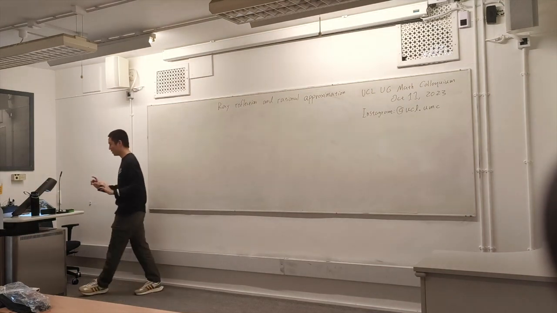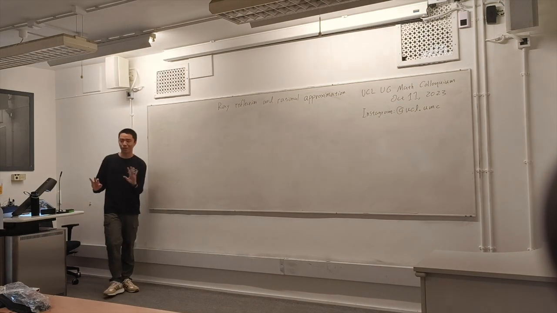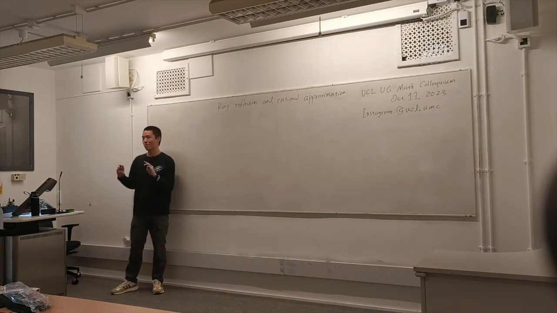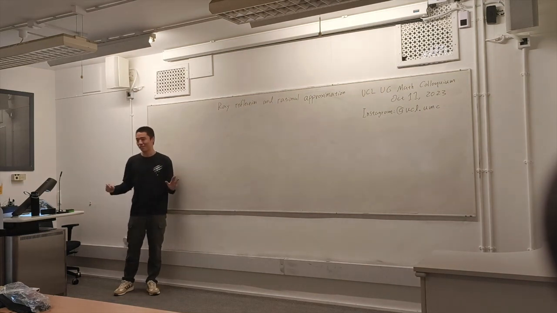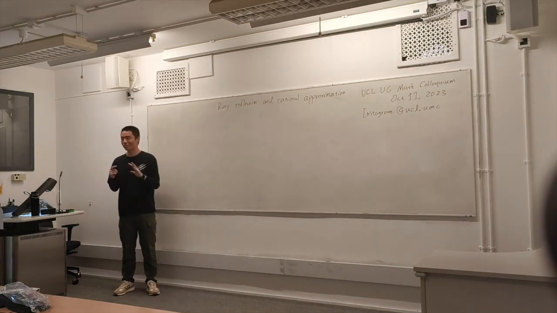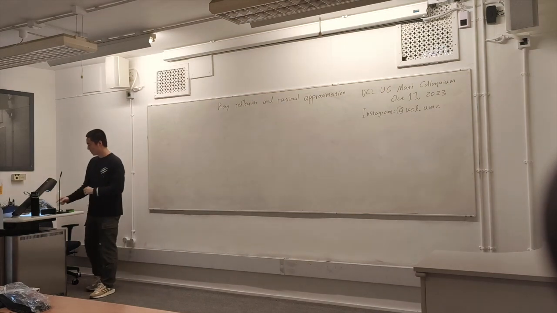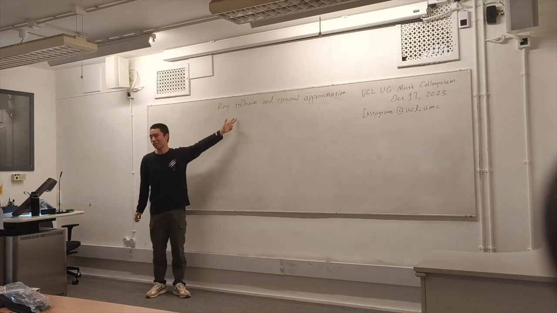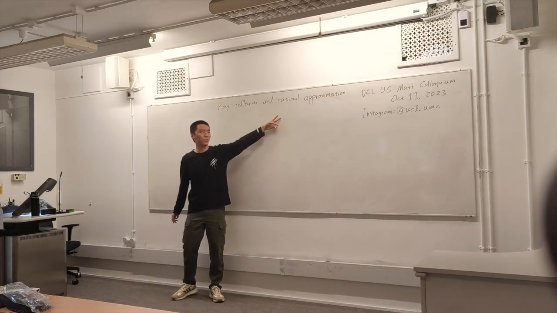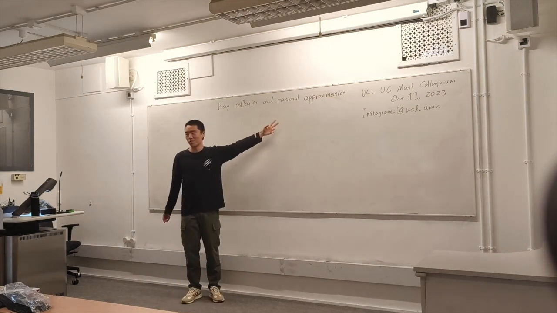The topic is ray reflection and rational approximation. It will be a discussion that connects two areas of mathematics that appear very separate, but the connection will ultimately be seen as quite beautiful. It's a connection between physics and number theory. One belongs to the study of light, optics, and the other belongs to the study of number theory.